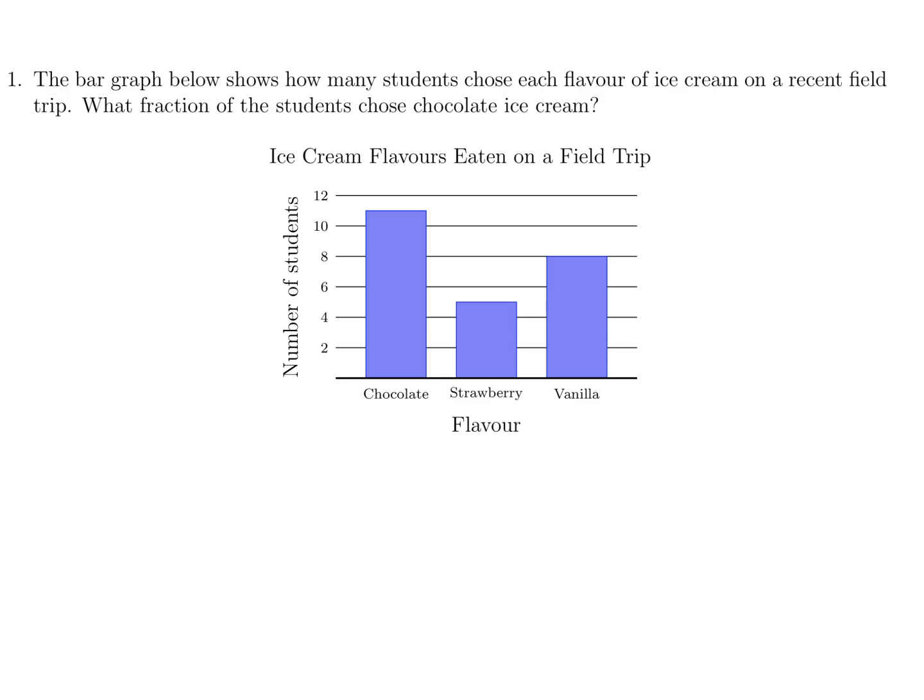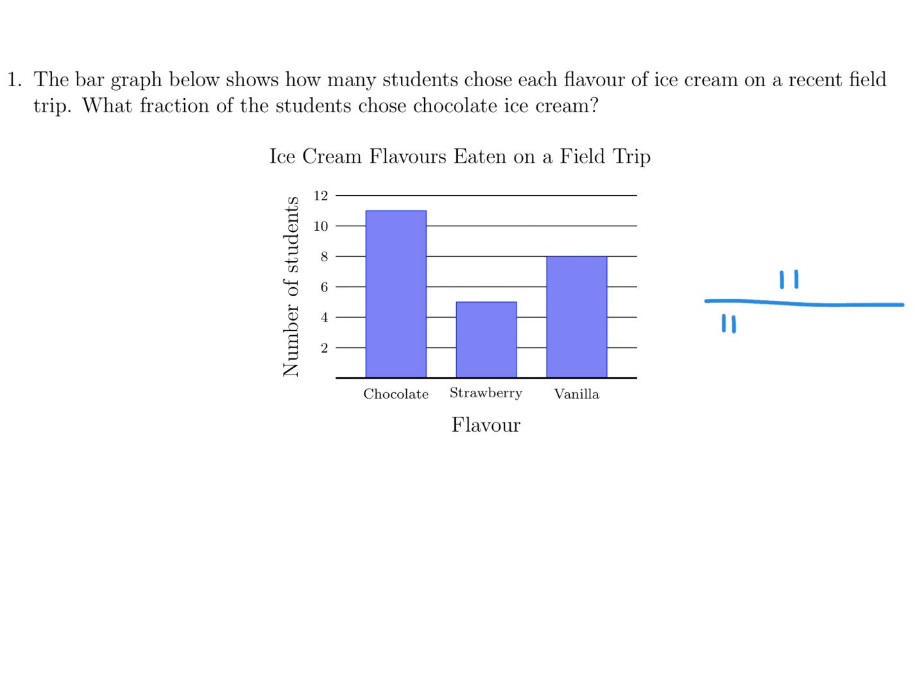The bar graph below shows how many students chose each flavor of ice cream on a recent field trip. What fraction of students chose chocolate ice cream? This is a basic interpretation of a graph, so chocolate looks to me like 11. And then the total would be the denominator.